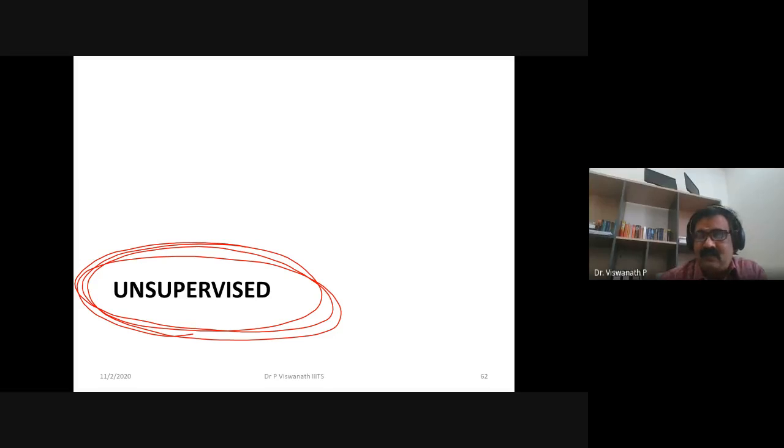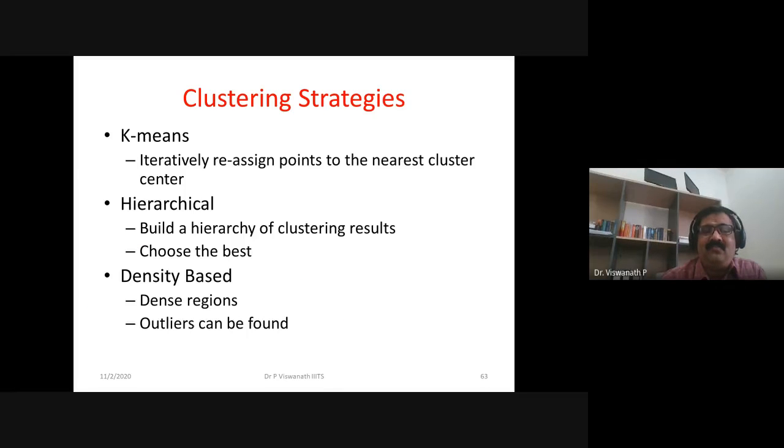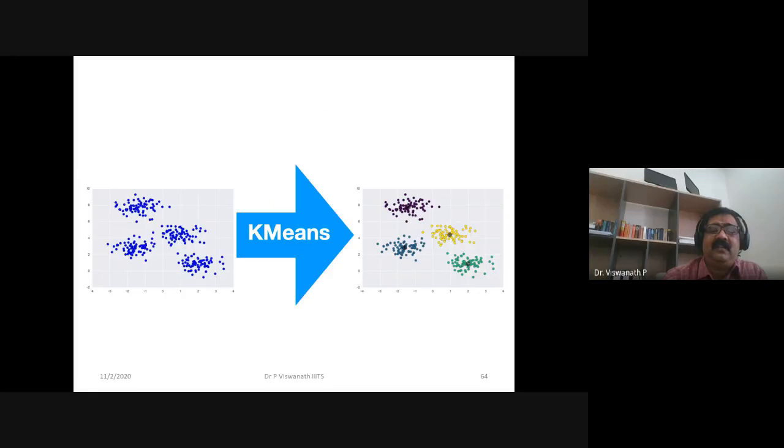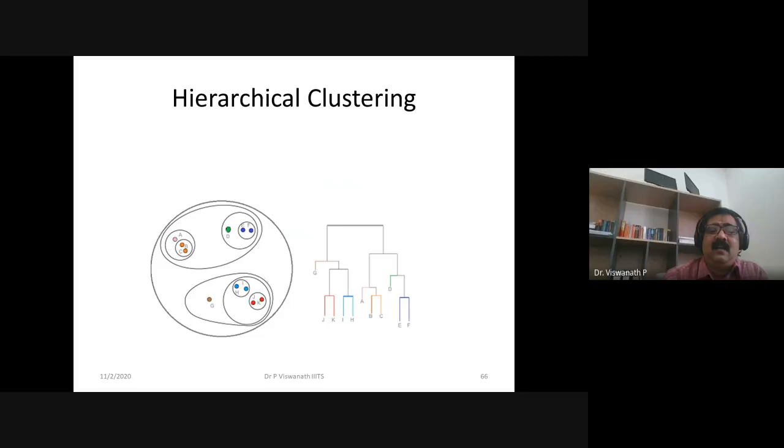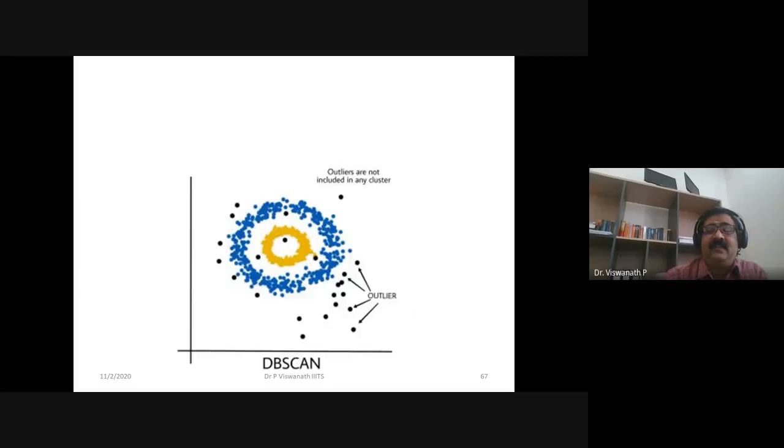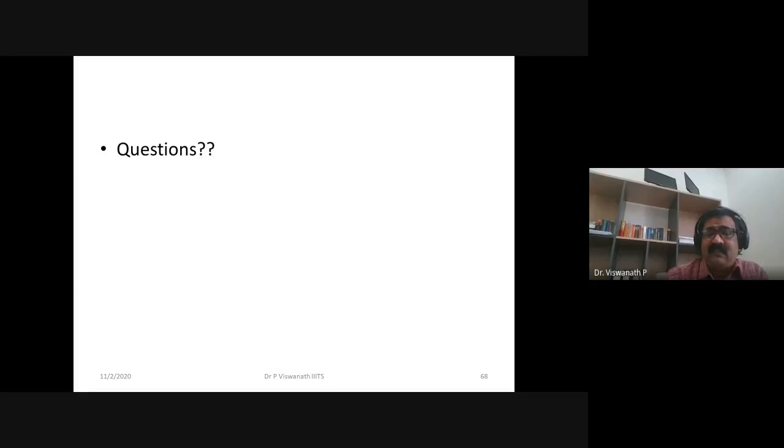So the important unsupervised problem is to find the clustering structure. Because the data is unlabeled, we are not given the labels, and giving a label is the important problem. There are various ways in which clustering can be done. K-means is there, hierarchical clustering is there, density-based clustering is there. So several approaches are there.